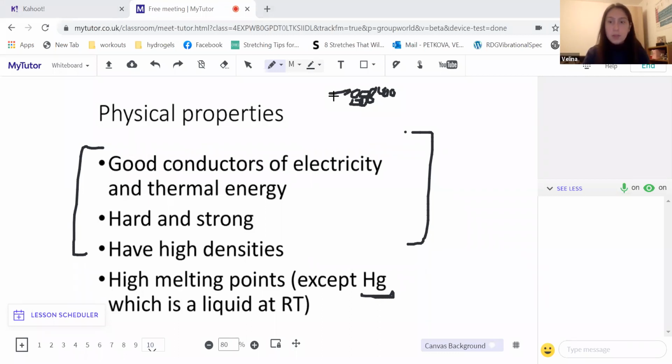So this is slide 10. And yep, so transition elements are far less reactive. Yeah, brilliant. Joe answered that other question. Why are they malleable? Because the atoms can slide over each other. Okay, so let's move on then.